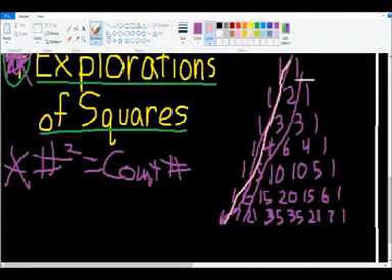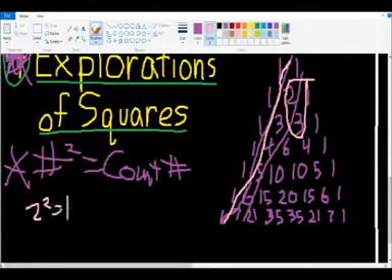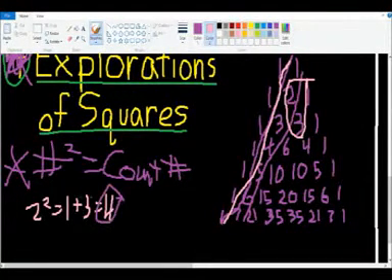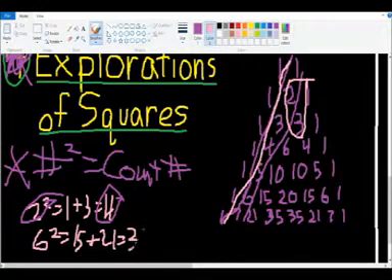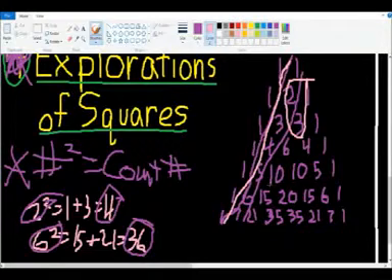So for example, 2, 1, and 3. 2 squared equals 1 plus 3 equals 4. Boom, boom. Oh, you think it doesn't work? 6 squared equals 15 plus 21 equals 36. What do you know? And in case you didn't know where I got 6 squared from, I got it from down here: 6, 15, and 21. So there you go. That's the exploration of squares.